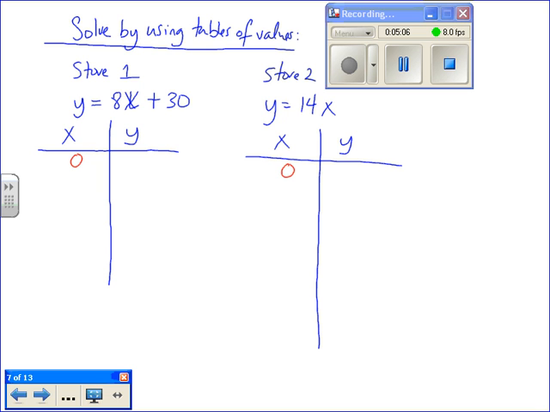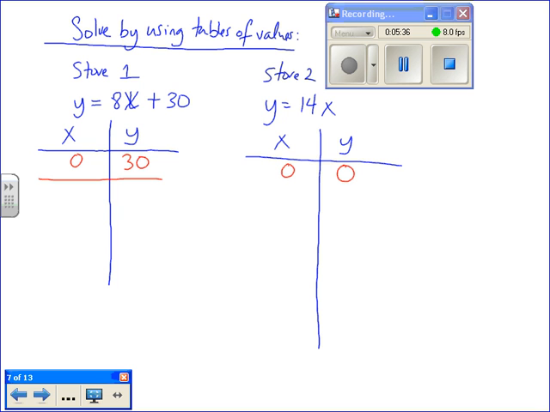There's no point in choosing negative values here for time. So at 0 hours, what's the cost going to be? If I look at store 1, if x equals 0, at 0 hours, the cost is just $30. Over here at store 2, if I put a 0 in for the x, y is equal to 0. So there's no cost if I don't ski at all, whereas with store 1, there is an initial cost of $30.